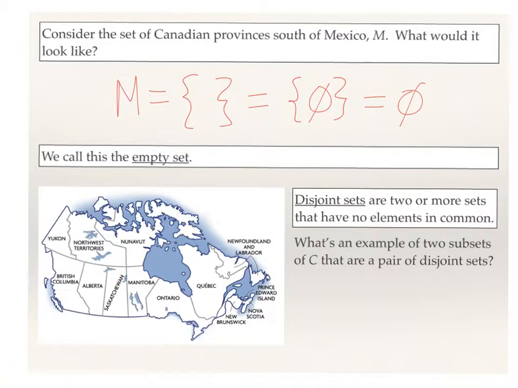Now, we're almost done this. I know there's a lot of vocabulary here. It's kind of painful at the beginning. Disjoint sets are two or more sets that have no elements in common. So it's two subsets, or two sets, can be any two sets, that have no elements in common. So, for instance, let me think of something, like if I was talking about grade 9s and grade 12s, those are two sets.